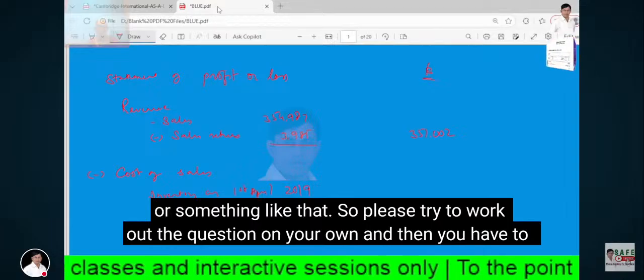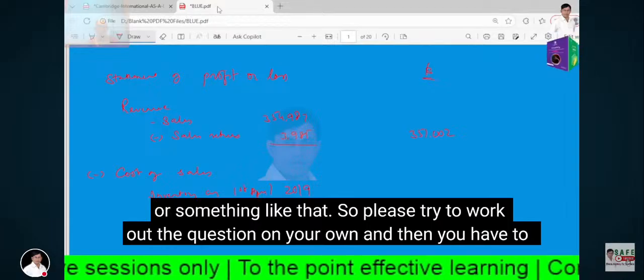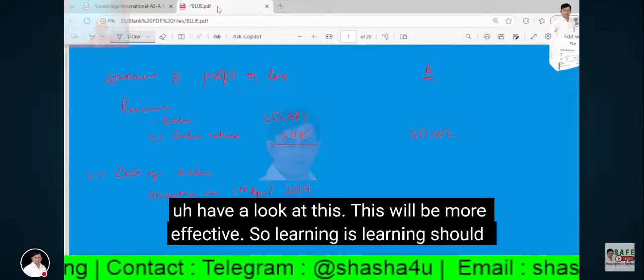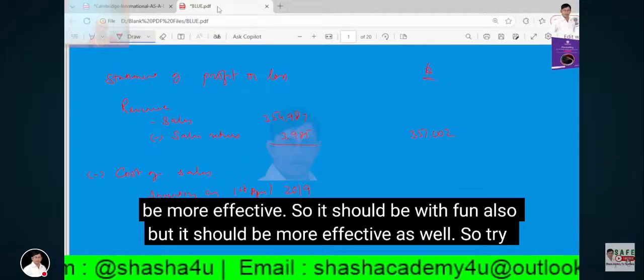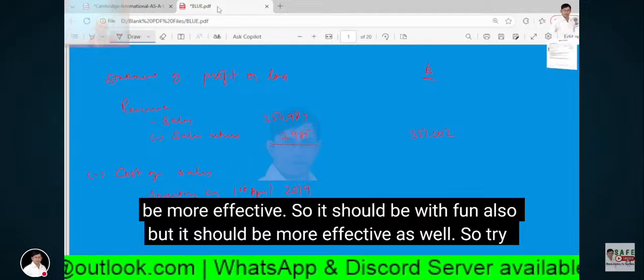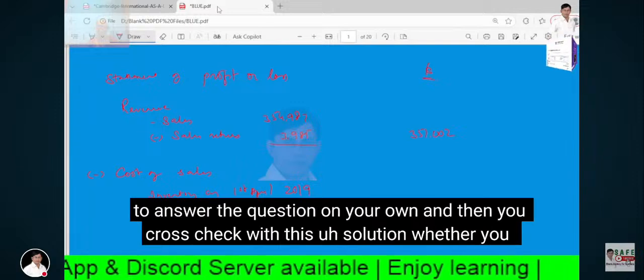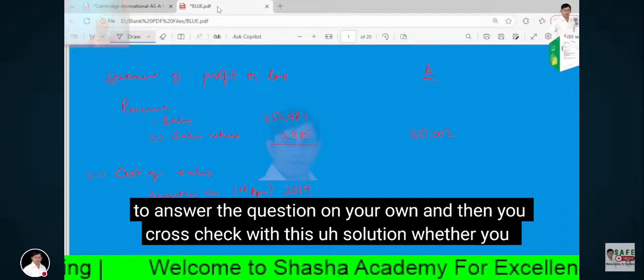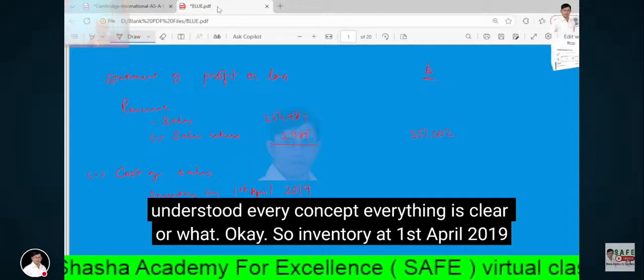Now coming to current assets. Please try to work out the question on your own, and then check. First answer, then it will be more effective. We need to write inventories, the inventory at the end of the year, 31st May 2020, not at the beginning. Try to answer the question on your own, and then cross-check with this solution. Then you will have understood every concept.